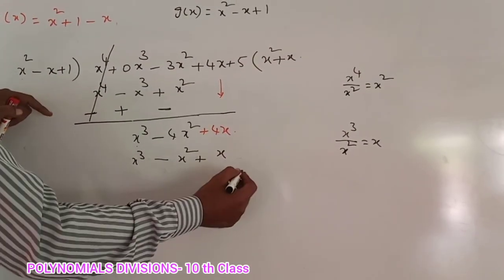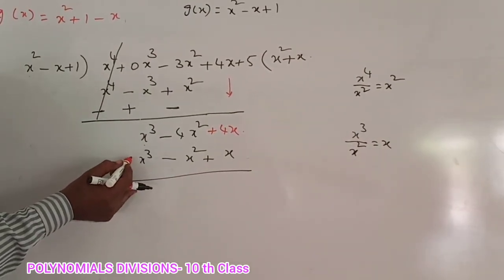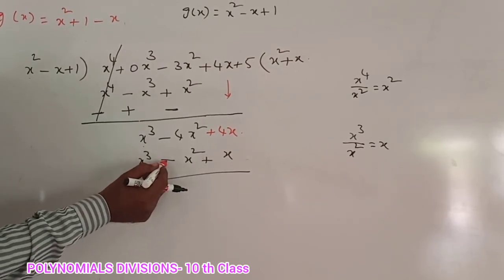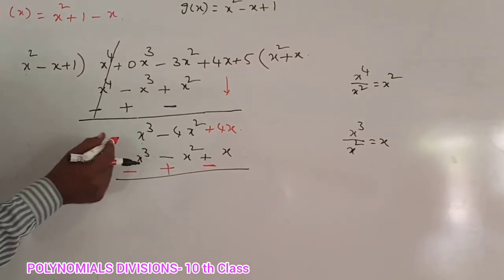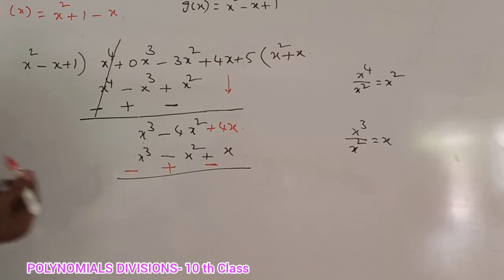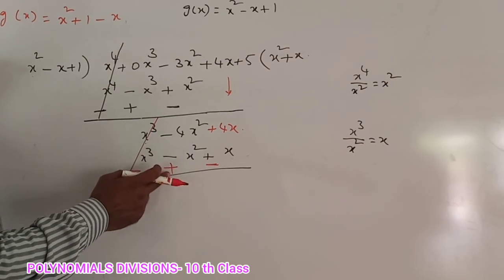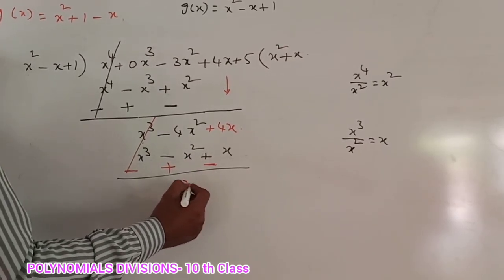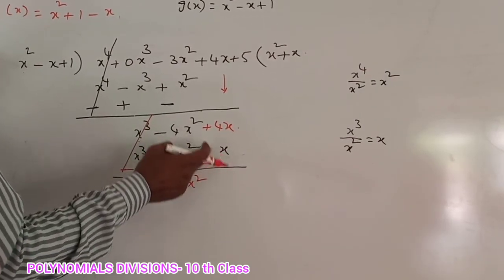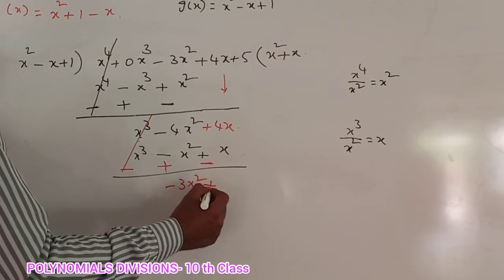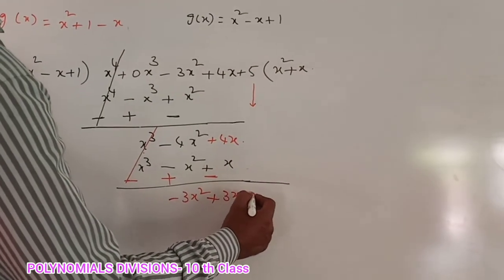Then subtraction. Subtraction means the second polynomial's symbols are changed. Plus x cube means value minus x cube. Minus changes to plus, plus we change to minus. So plus x cube minus x cube, plus x cube minus x cube cancel. Minus 4x square plus x square means value minus 3x square. Plus 4x minus 1x means value plus 3x. 5 is brought down. Here plus 5.